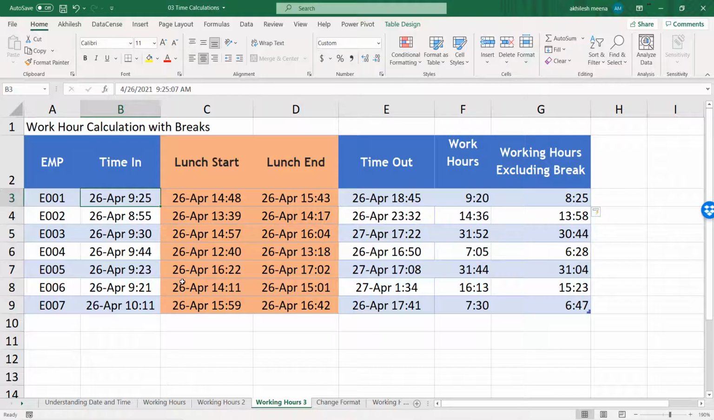These calculations will work better if your timestamp has date and time together in one single cell, and they are all in proper time format. Like when we click on comma, that should give us a number. Otherwise, it will be difficult to handle.